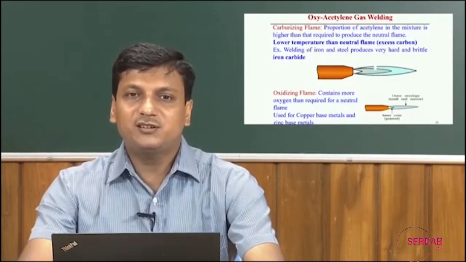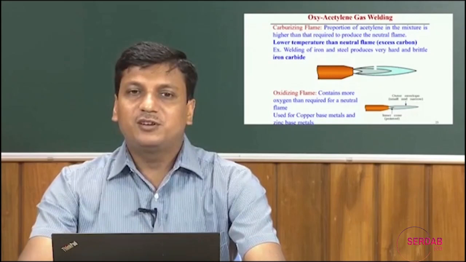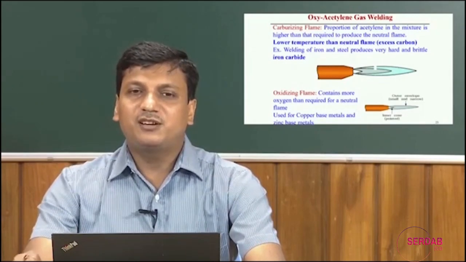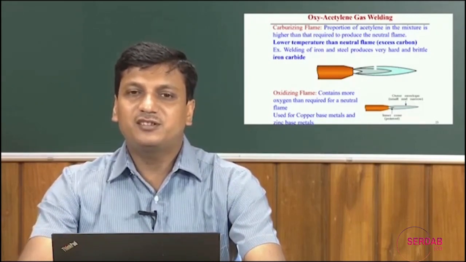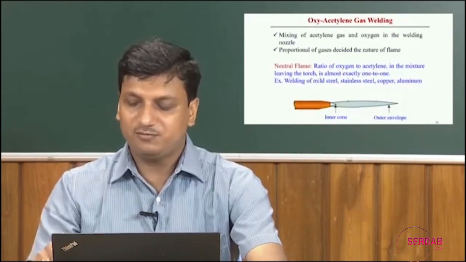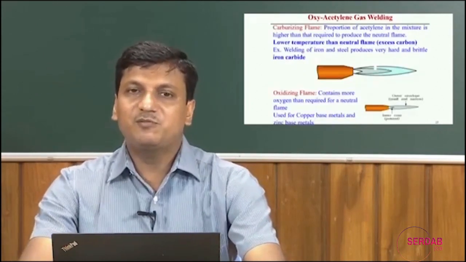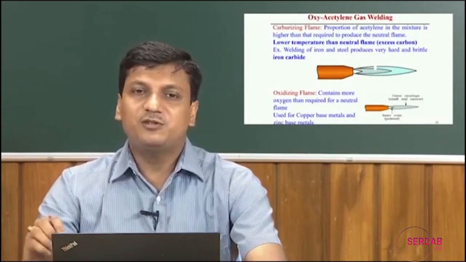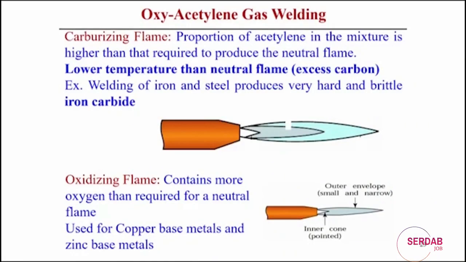If you look at this figure, the flame creates 3 different envelopes. You see the inner cone and outer envelope, but apart from the inner cone, 2 outer envelopes are also created, and that is due to the mixing ratio between the oxygen and acetylene.